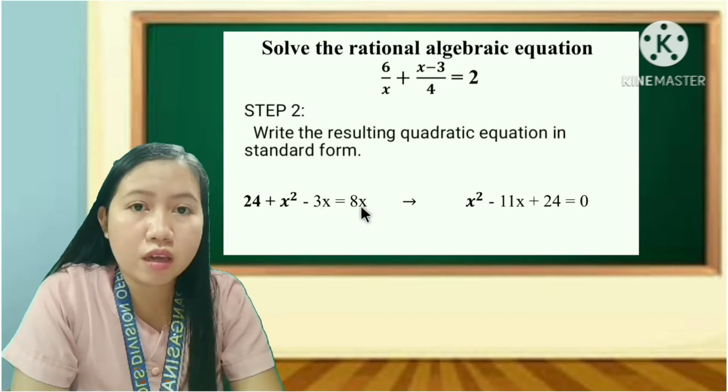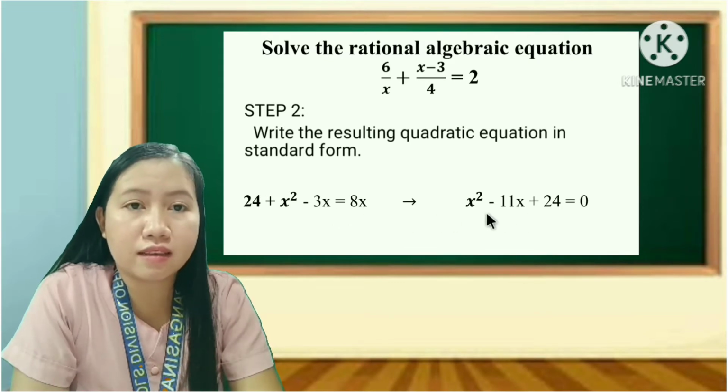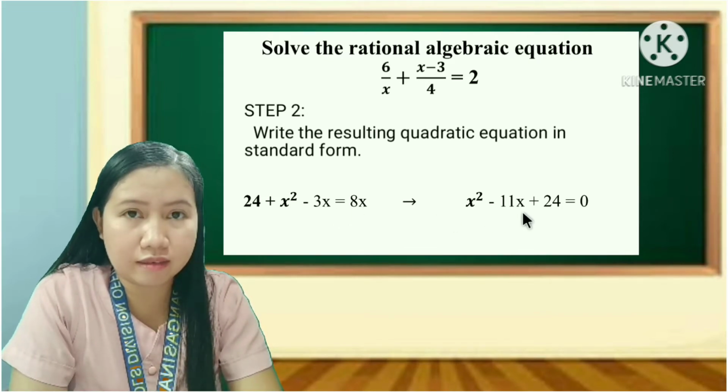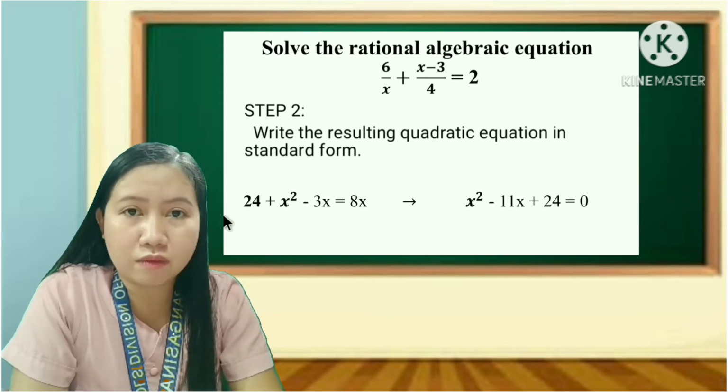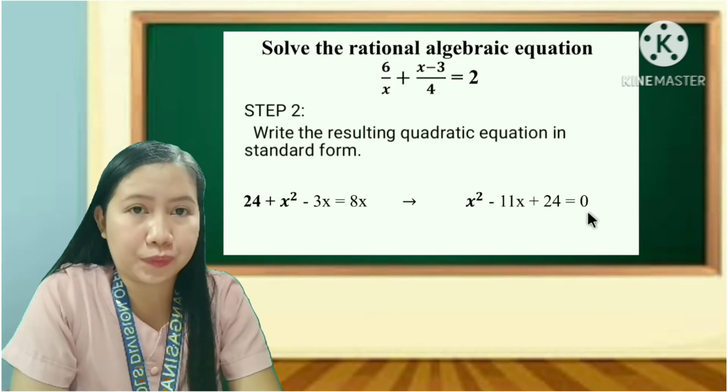So if we transpose this 8x to the left side, that will be negative 8x. So negative 3x minus 8x, that is negative 11x. And next we have the c, or the constant term, 24. So let's just copy positive 24 and then equate to 0.